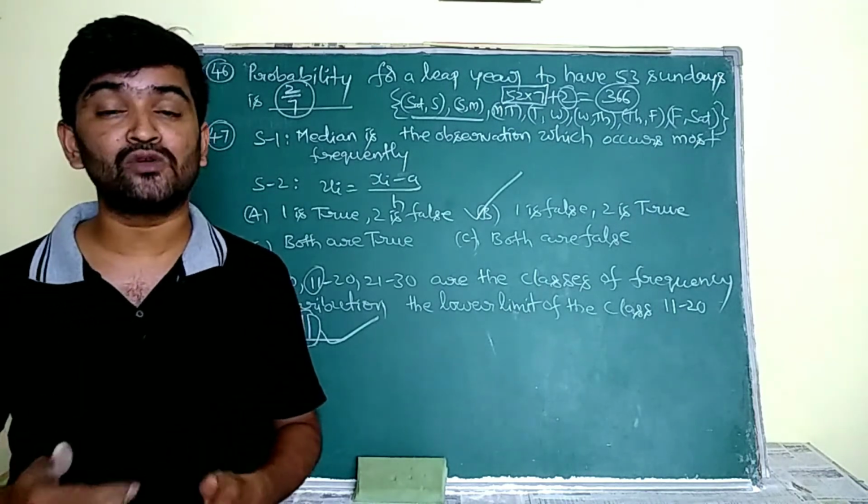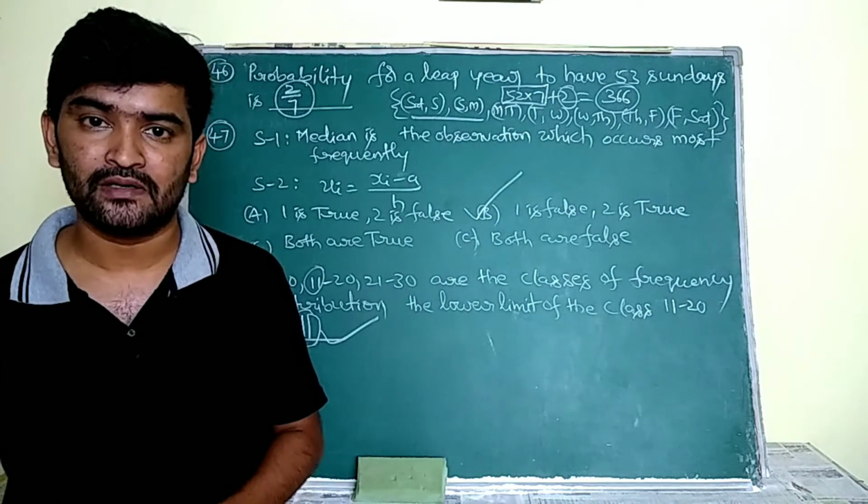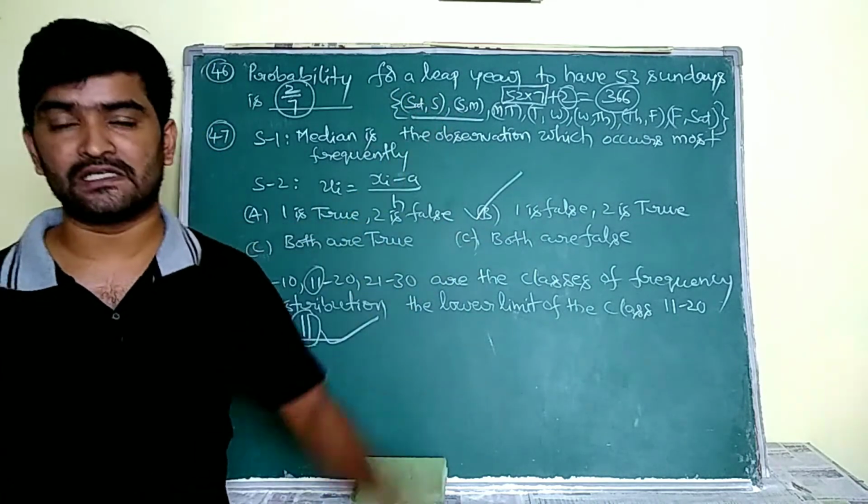Sometimes it is going to ask you to write the probability of not getting 53 Sundays in a leap year. Then 5 by 7 is your answer.